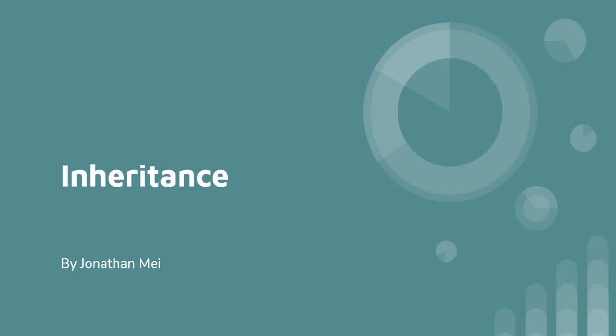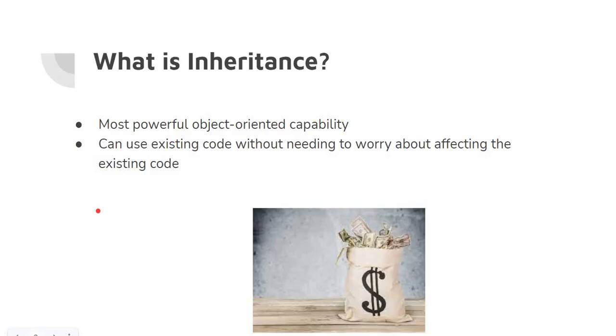And today I'm going to be teaching you about inheritance. So let's begin. What is inheritance exactly? Inheritance is the most powerful object-oriented capability. You can use existing code in another class without needing to worry about messing up or doing something that causes errors in the other code.